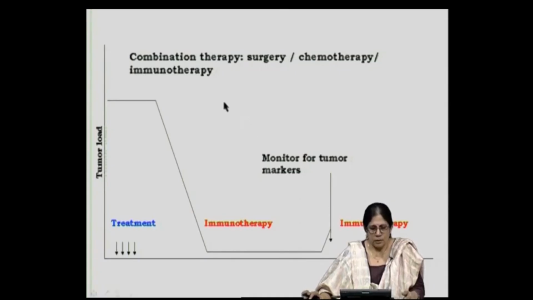So, combination therapy is absolutely the method of choice. There is no one therapy for cancer management. Combination therapy where surgery in case of a solid tumor or chemotherapy in case of lymphomas and leukemias, can also be radiation therapy. So, first by surgery and chemotherapy or radiotherapy, the tumor load is brought down to a minimal level.